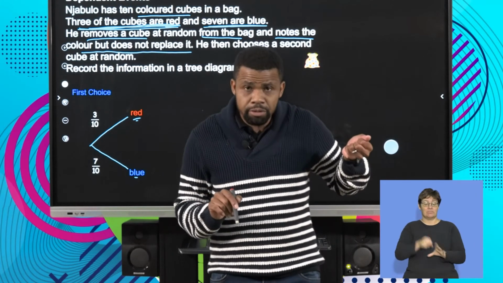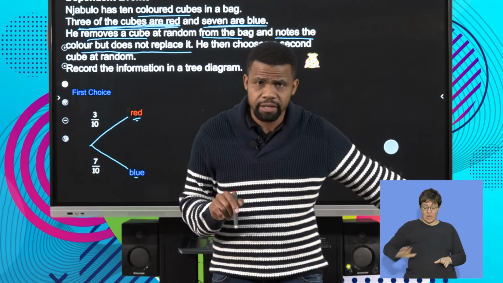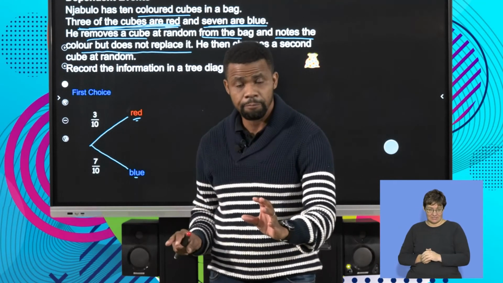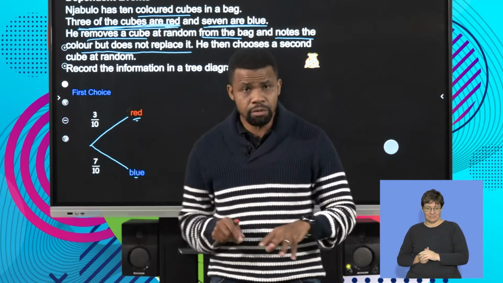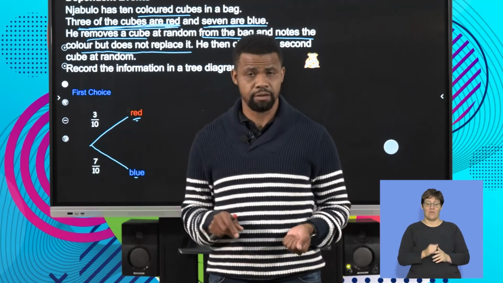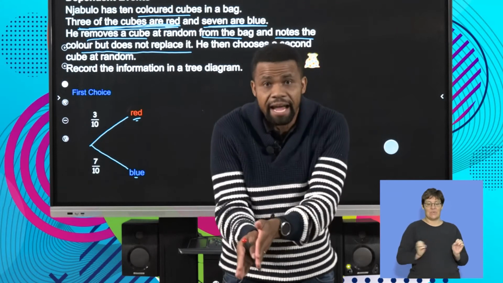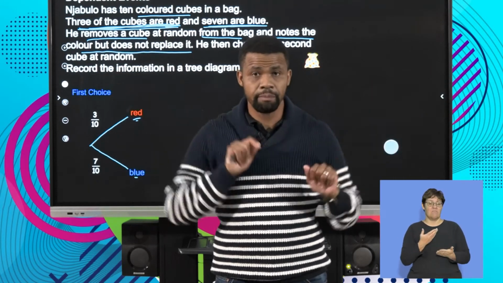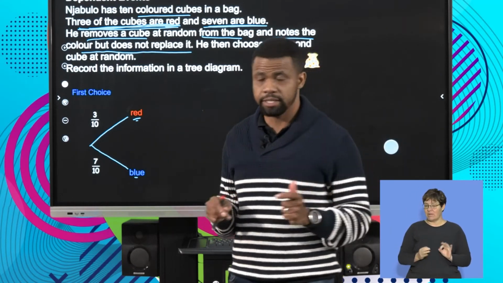Now, for blue, we had 7 blue balls. What if I take blue? I put it aside. What changes? I don't have 10 balls anymore. I have 9. But how many blues? 6 blues now. Because I've not replaced it back. Are we together? So it affects the branches of the probabilities and the actual probability.